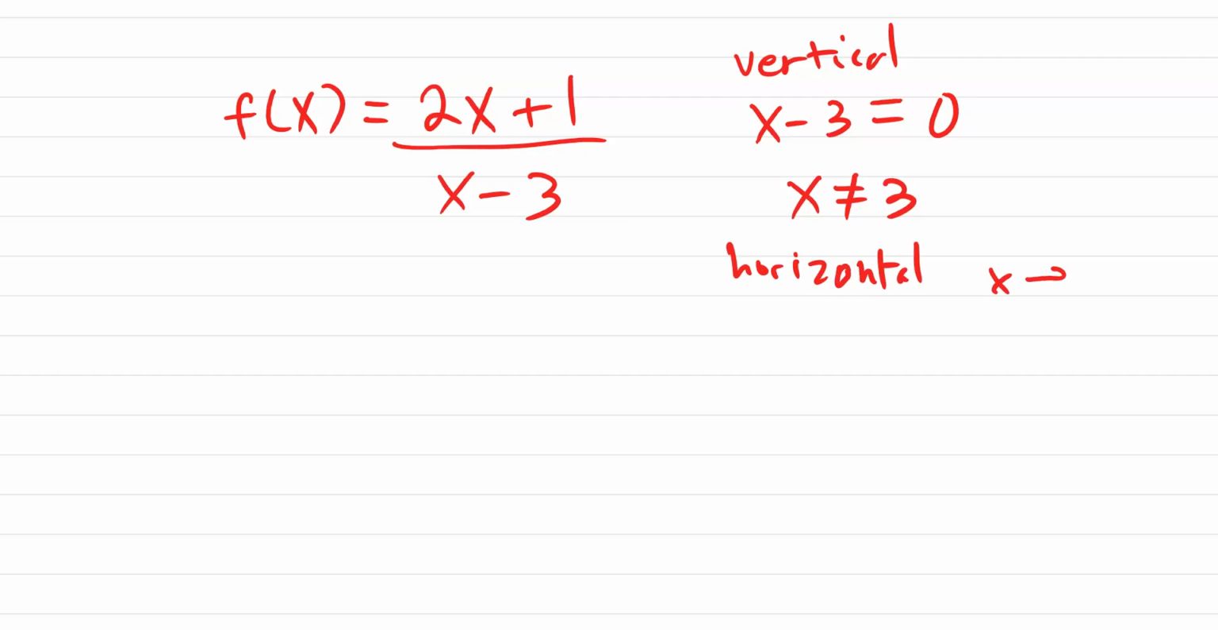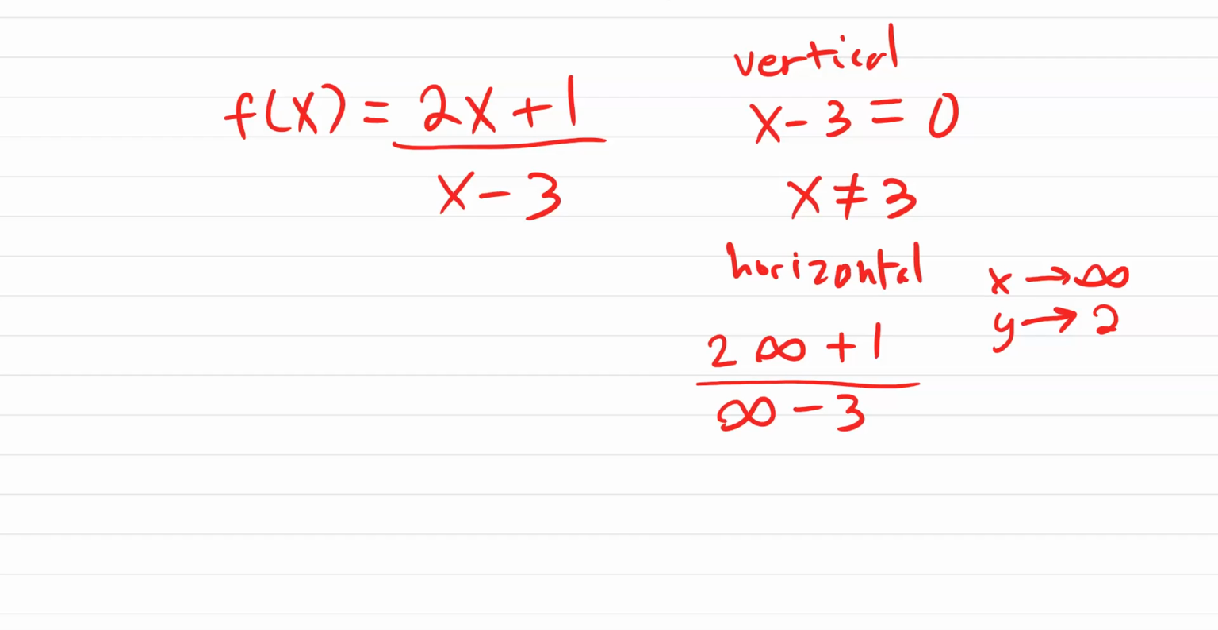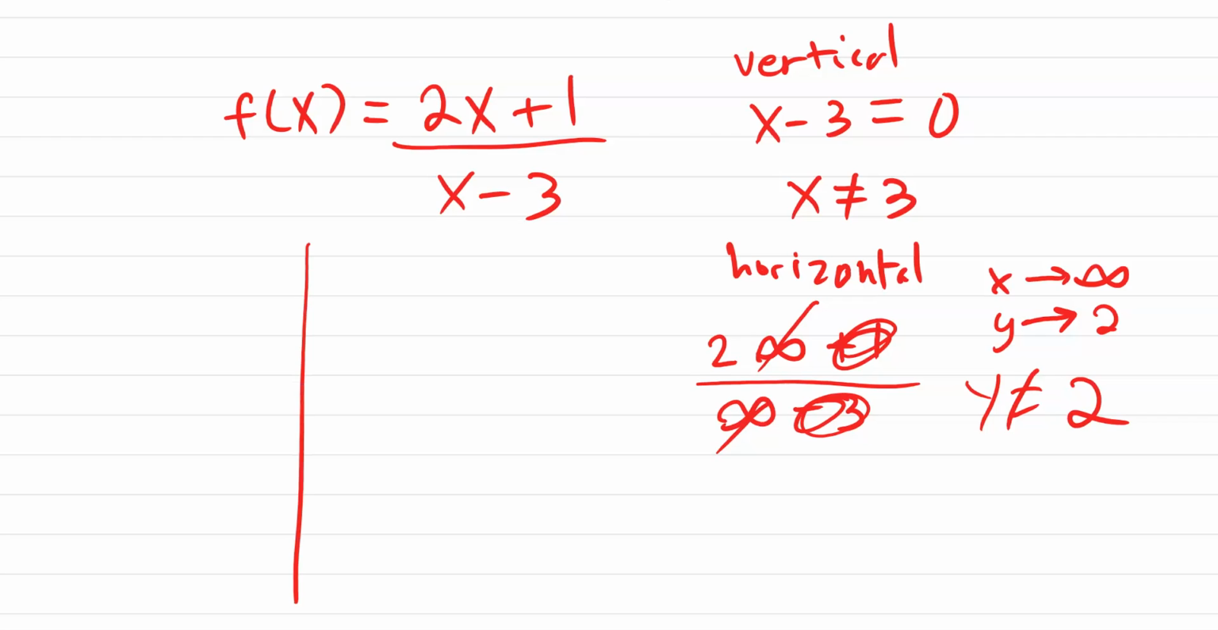Replace x with infinity. As x approaches infinity, I'm going to argue y approaches 2. How do I know that? Put the infinities in there. Get rid of all the insignificance. Reduce what's left. And y cannot equal 2. It gets really close, but it never will equal 2. Okay? Then it's just a matter of sketching this out. X cannot equal 3. Y cannot equal 2.